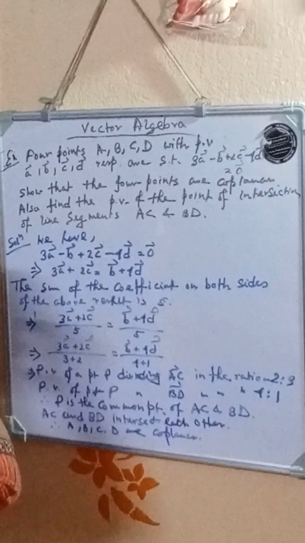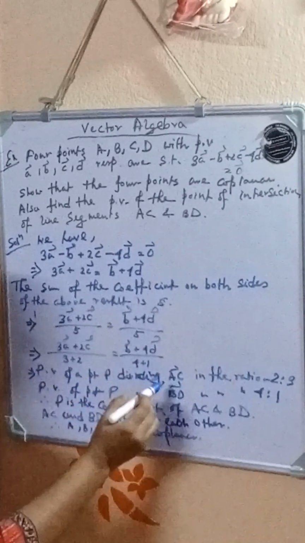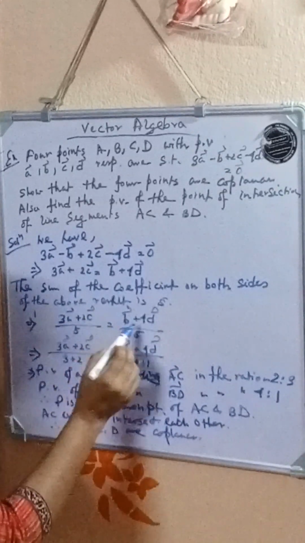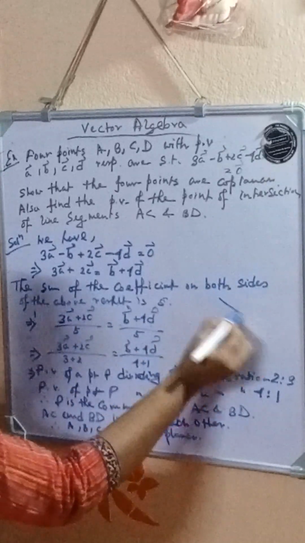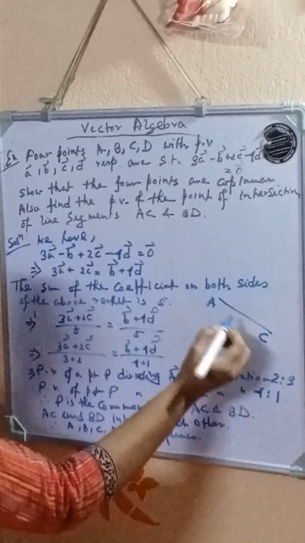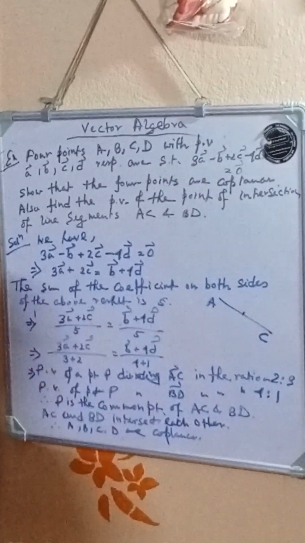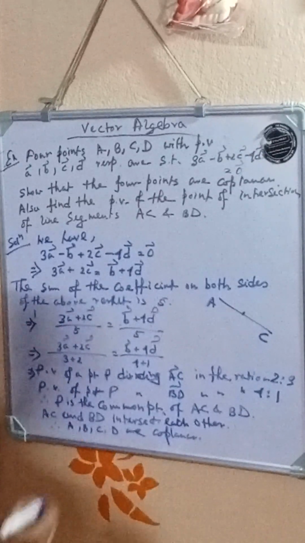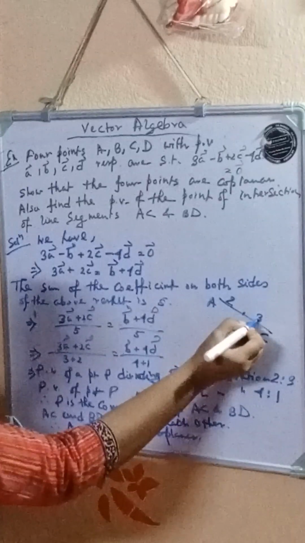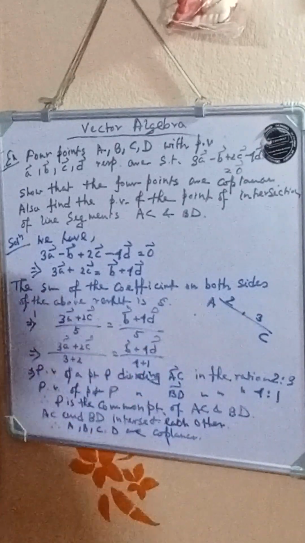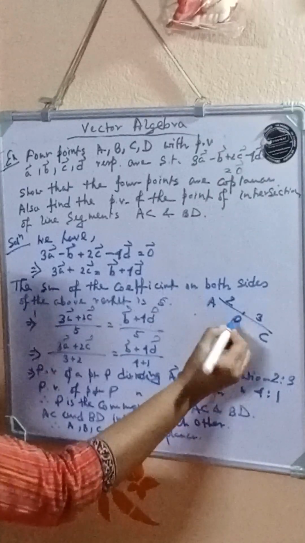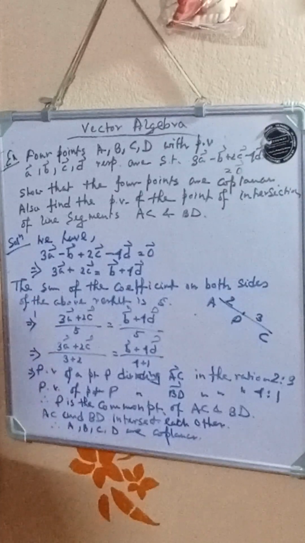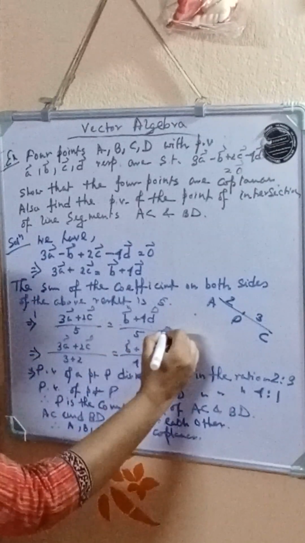P divides AC in the ratio 2:3 and BD in the ratio 4:1, according to the section formula.